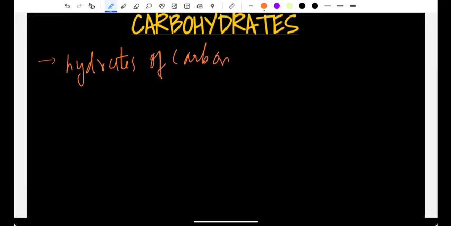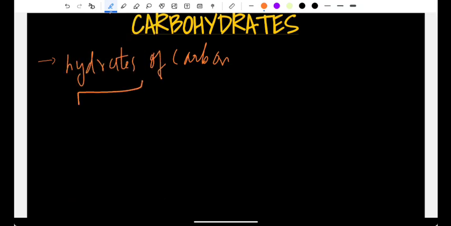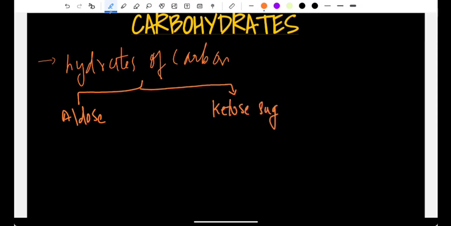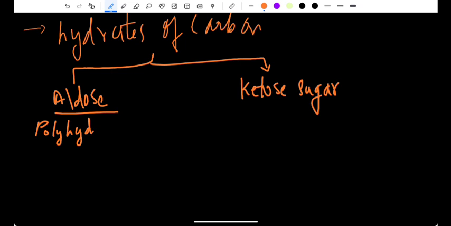Now, we can say two types of sugars are there. One is aldose sugar. The second one is ketose sugar. Aldose sugar and ketose sugar. Aldose sugar can also be called polyhydroxy aldehyde.